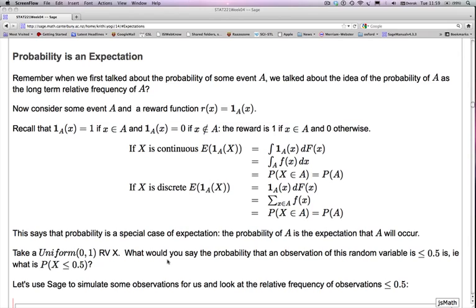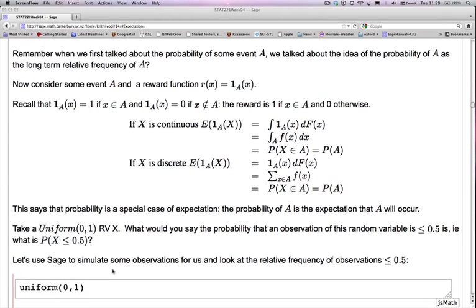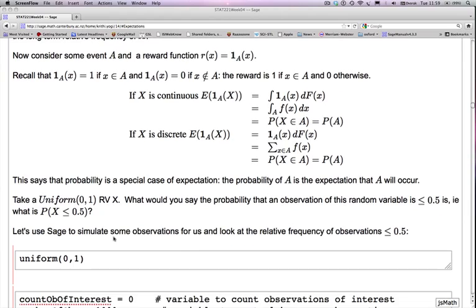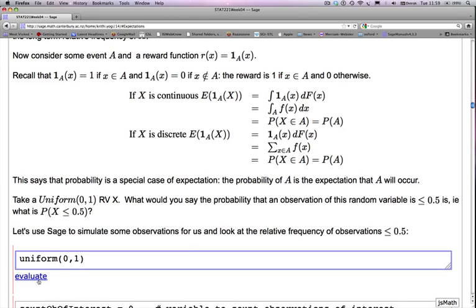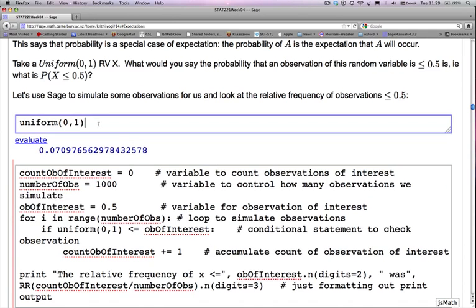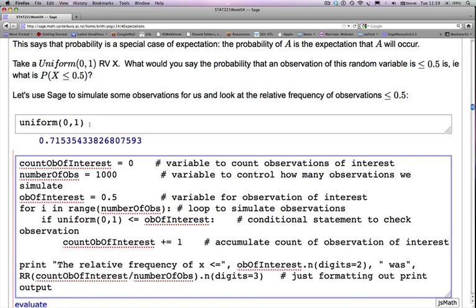So let's take a uniform 0,1 random variable x. What would you say is the probability that an observation of this random variable is less than half? That is, what is the probability that x is less than or equal to 1/2 if x is a uniform 0,1 random variable? Let's use SAGE to simulate some observations and look at the relative frequency of these observations being less than 0.5. Recall that uniform 0,1, the built-in function in SAGE, will produce numbers between 0 and 1.